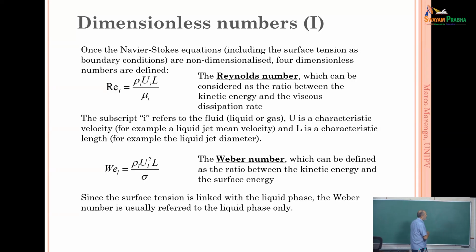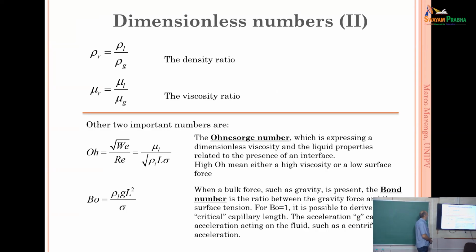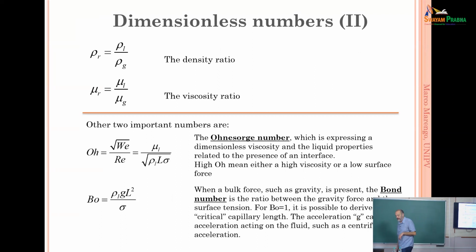First of all, a couple of things. Reynolds number, we know this. Weber number is very important. Weber number can be defined as the ratio between the kinetic energy, rho u square L, divided by the surface energy. We have also two other numbers that are very important: the density ratio between the liquid and the gas, the viscosity ratio between the liquid and the gas, and the bond number, that was the number coming from the critical diameter. It is deciding the ratio between the buoyancy and the surface tension.